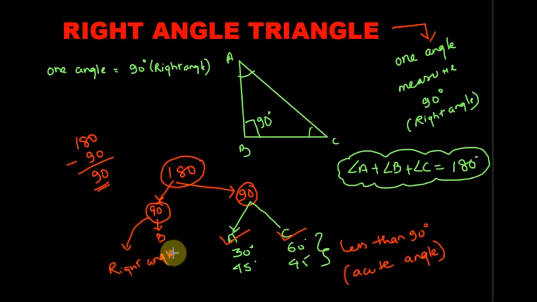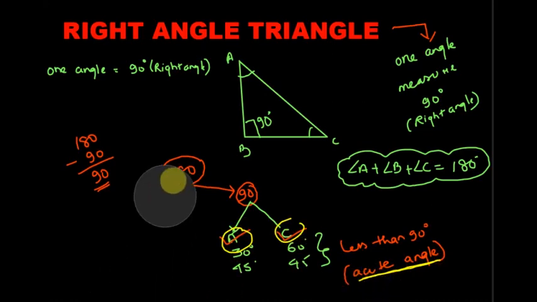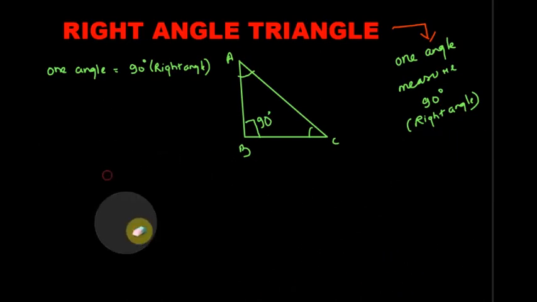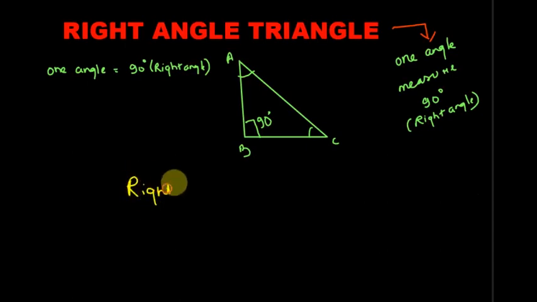So from here, can we conclude that in a right angle triangle we have one right angle and two acute angles? Acute angle means less than 90 degree. So we have made an important conclusion here. For a right angle triangle, we have concluded that in a right angle triangle we have how many right angles? We have one right angle. And how many acute angles?